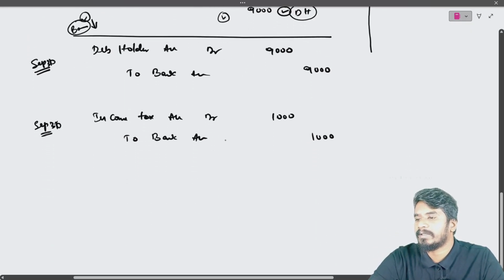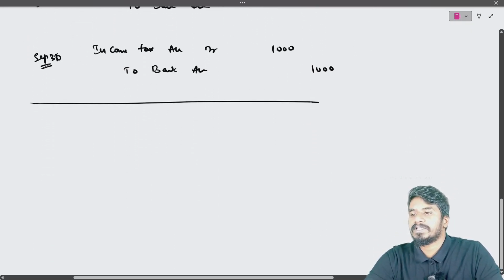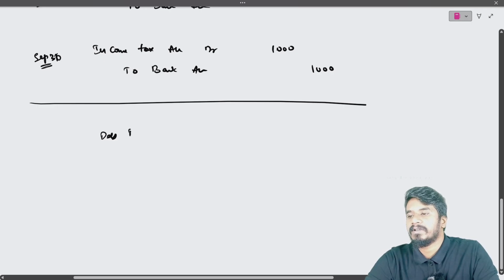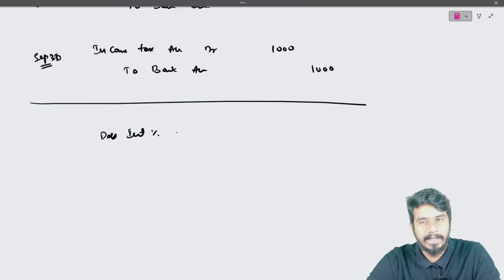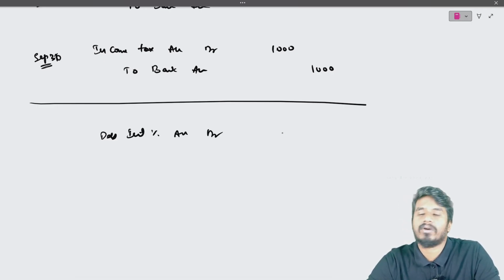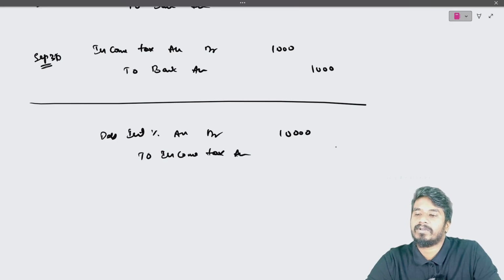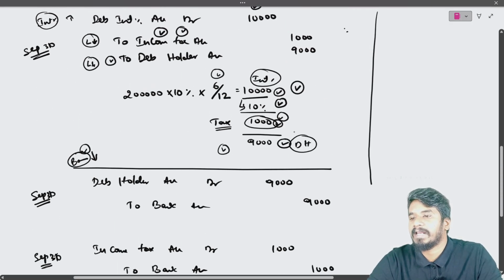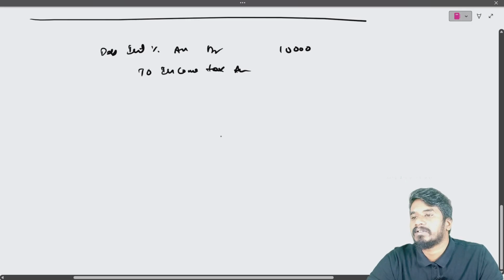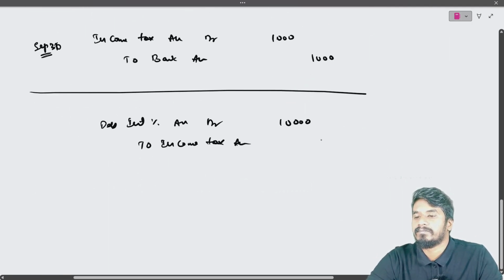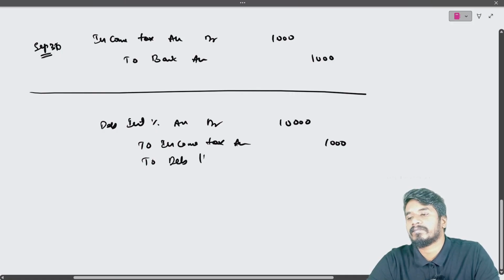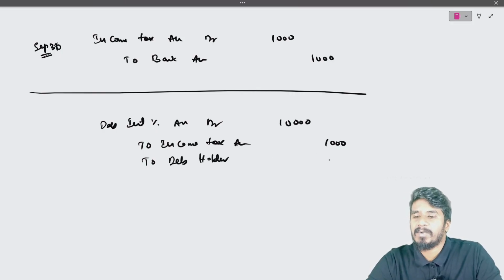So let us quickly do it. What was the first entry? So debenture interest account will get debited. Interest account will get debited for how much? Just 10,000. To income tax payable account, how much do we need to pay? Obviously, we have calculated that it is 1,000 rupees, right? So that is 1,000 rupees. To debenture holder, the same amount, 9,000 rupees we need to pay.